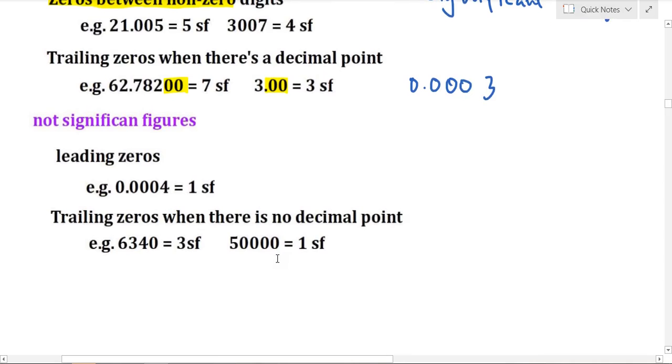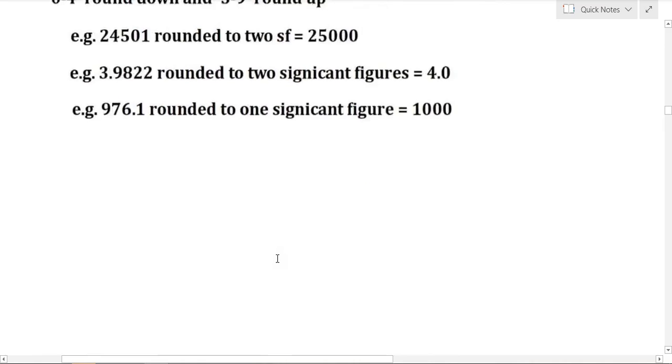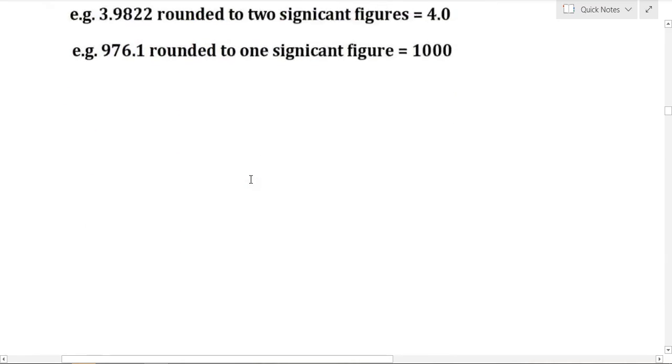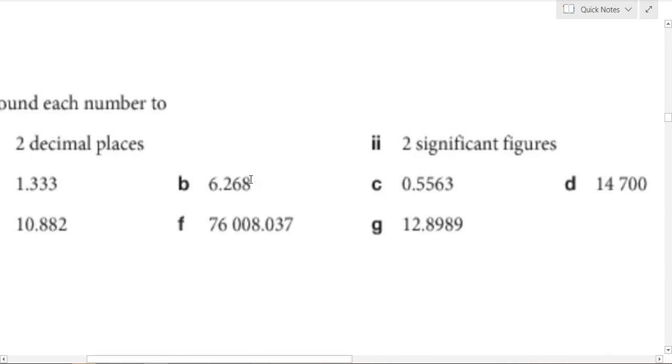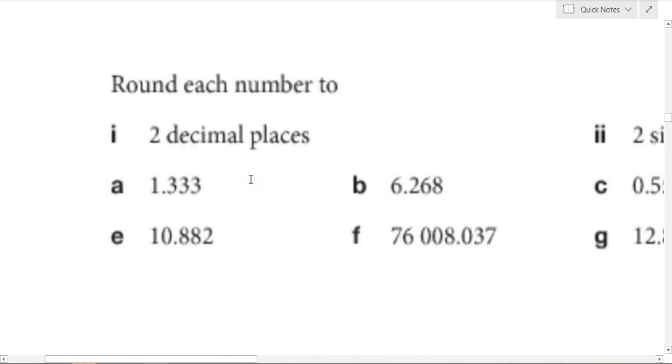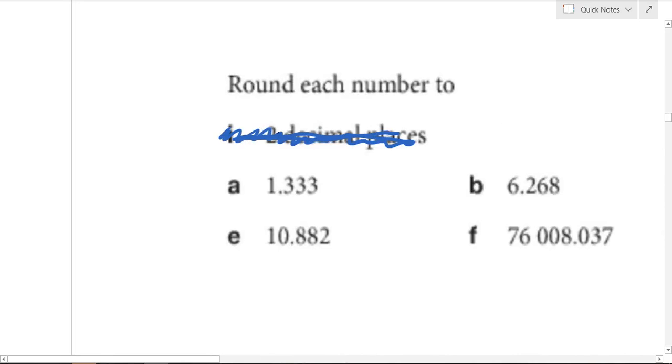Let's go through some examples here. Similar rules. Yes, we'll skip that. Let's do some of these. We're going to round each of these numbers. We're going to skip this because we've already done decimals. We're just going to focus on the significant part. So rounding them to 2 significant figures. I'm going to go around and ask some of you some questions.